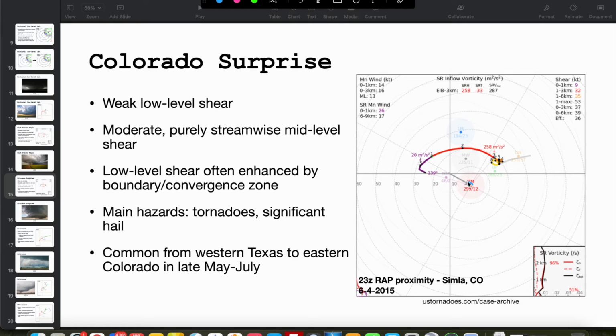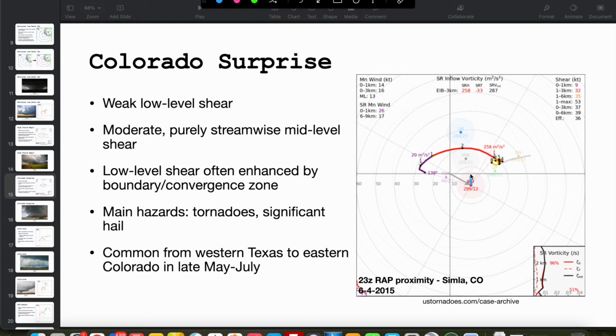If we do our little technique here, we draw our storm relative wind vector to the surface, and we draw our horizontal vorticity vector, you'll notice they're almost completely perpendicular to each other. So quite crosswise vorticity in the low levels, which in general is not favorable for tornado genesis and tornado maintenance. However, in the mid levels, we have almost purely streamwise mid-level shear and vorticity.